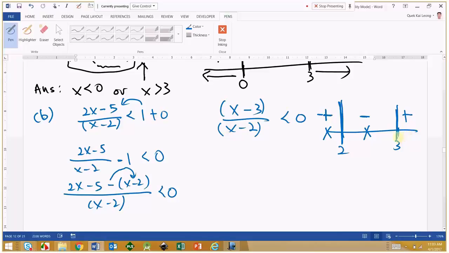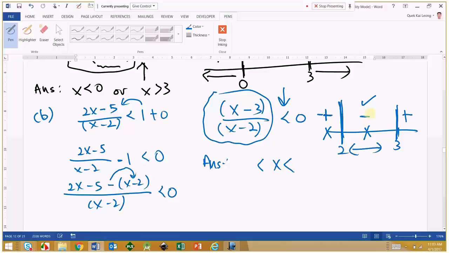Okay, so now I want the whole expression here to be less than 0. So here is less than 0, so the answer is x must be between 2 and 3. Negative gives us less than 0, between 2 and 3.